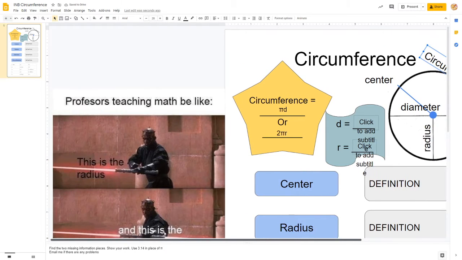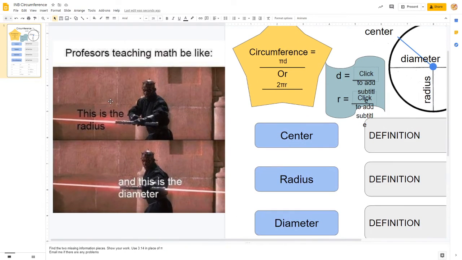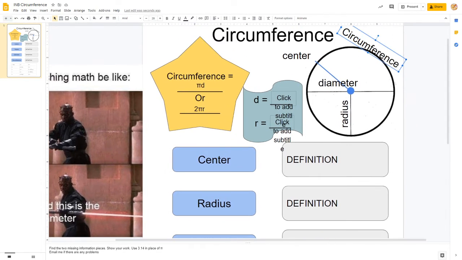Now, if you look at my little picture over here, it shows Darth Maul with his lightsaber, one part of his lightsaber being on, being the radius, and when he has both of them, it's the diameter. So, diameter equals 2r, or 2 times the radius, and the radius equals the diameter divided by 2.